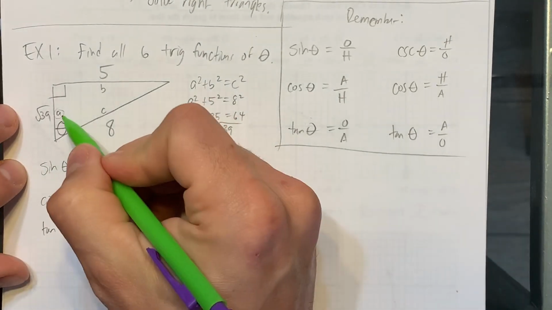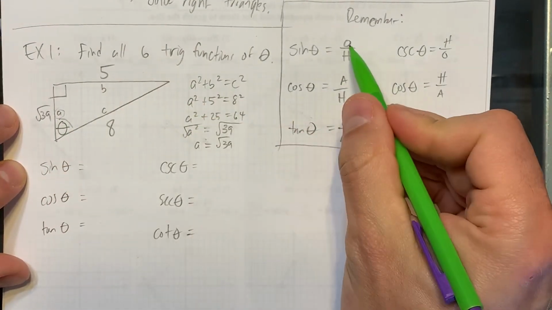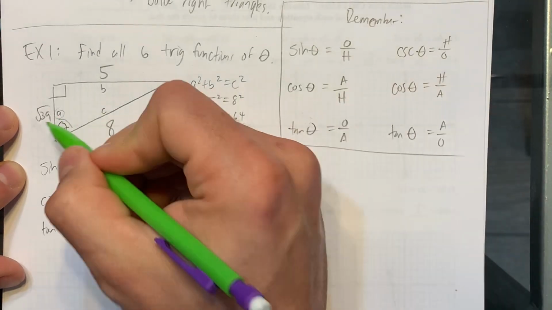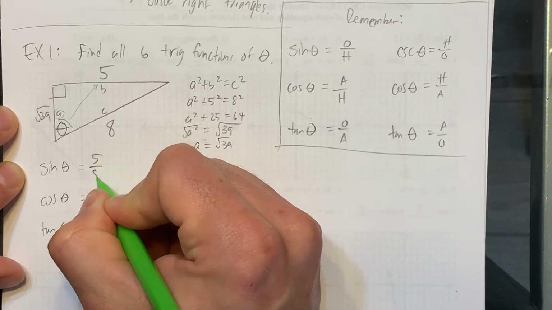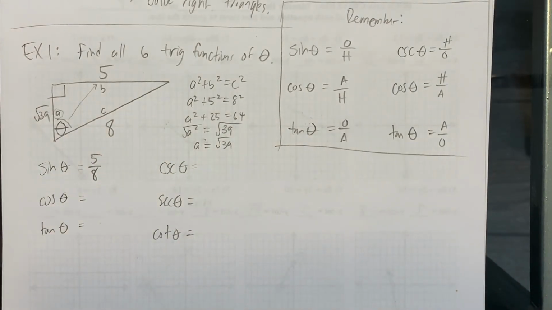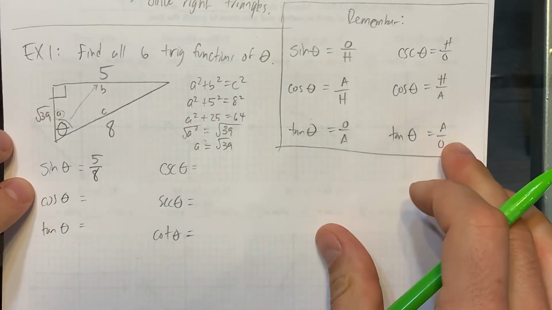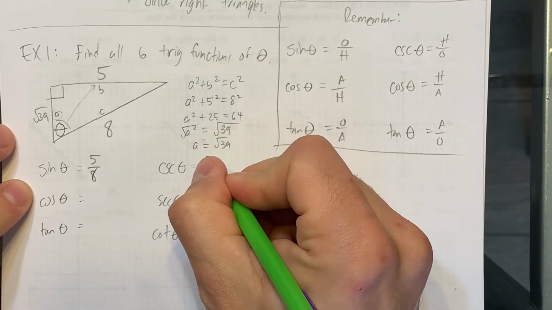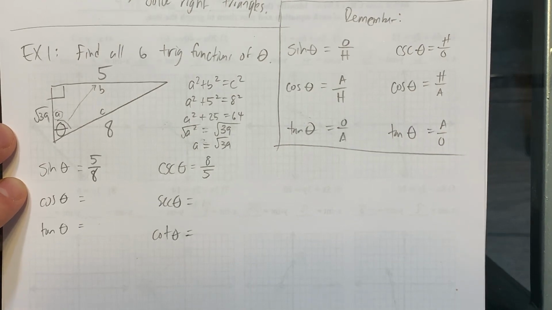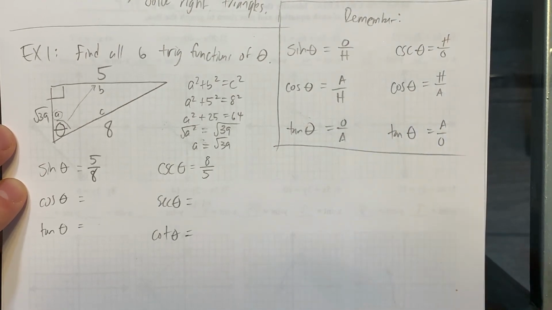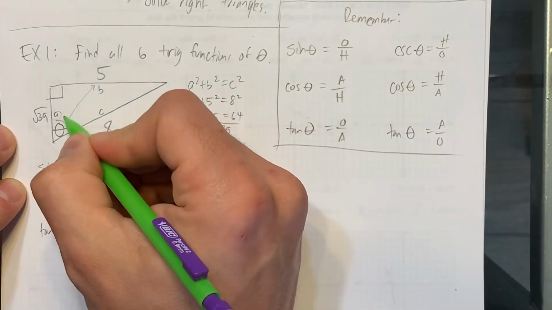So sine of my angle theta is opposite over hypotenuse. Opposite is across the triangle, which is 5, and divide that by hypotenuse, which is 8. So sine of my angle theta is 5/8. Automatically, we know from our reciprocal identity that cosecant is the reciprocal of sine, so cosecant is 8/5. Cosine is adjacent over hypotenuse.